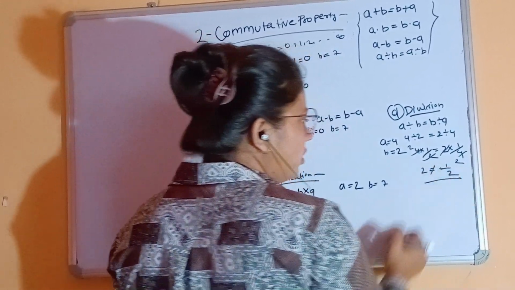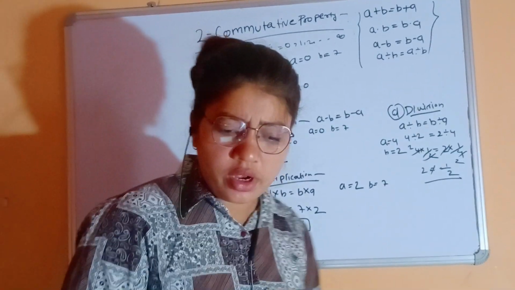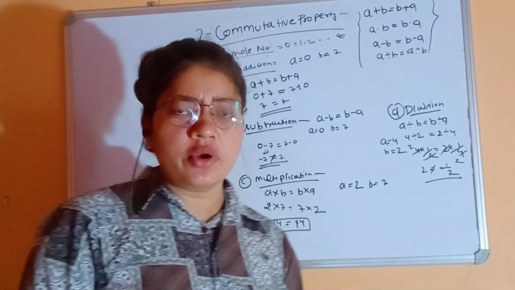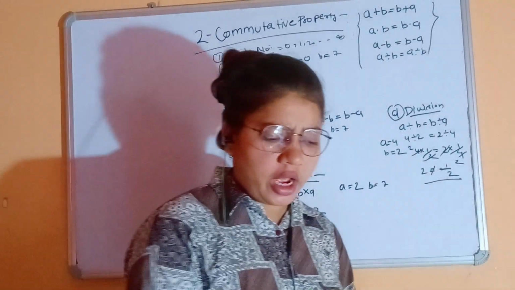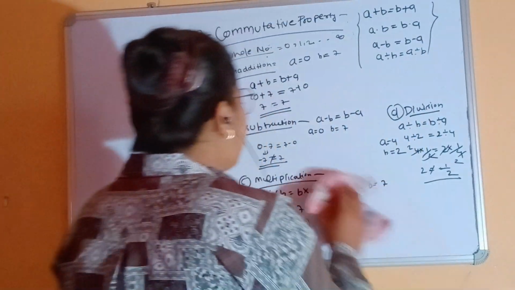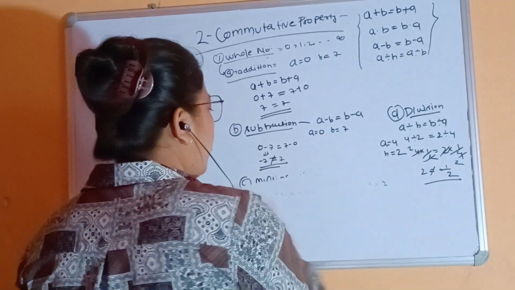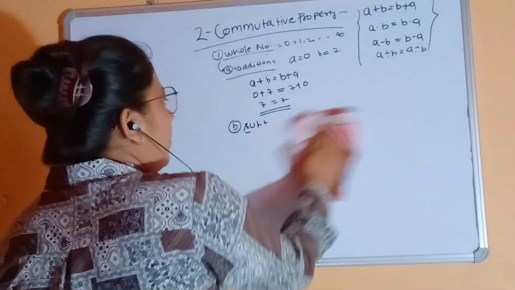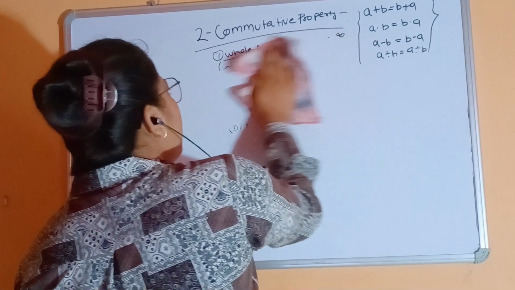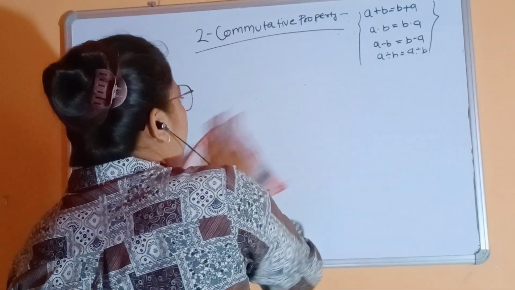Here we saw that it is not equal. So division does not hold the commutative property. Now in your book, take the example of integers. First we discussed whole numbers, now take the example of integers in the commutative property.